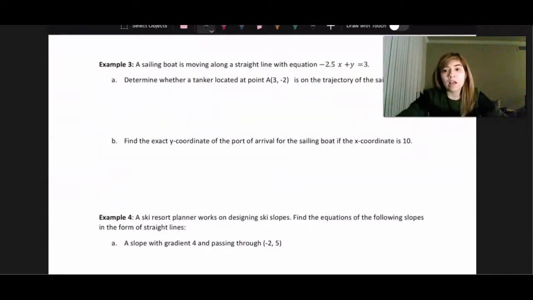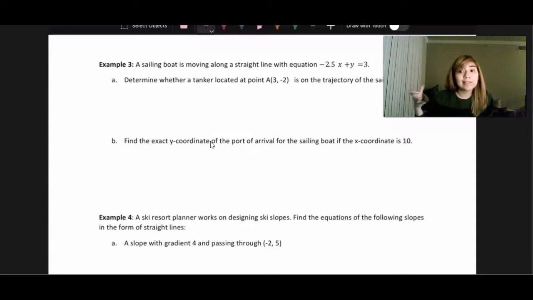Example 3. In example 3, we have a sailing boat that is moving along a straight line with the given equation negative 2.5x plus y equals 3. And we have to determine whether a tanker located at point A, (3, negative 2), is on the trajectory of the sailing boat. So, similar to the previous one, we have to figure out whether this point lies on the given line.